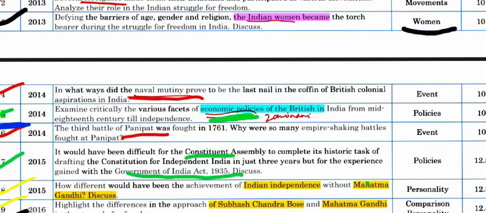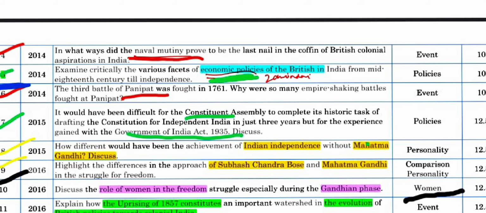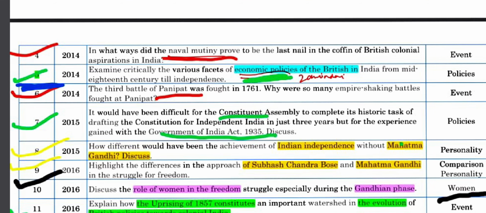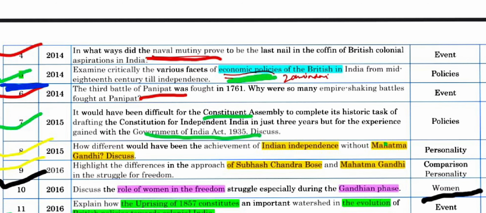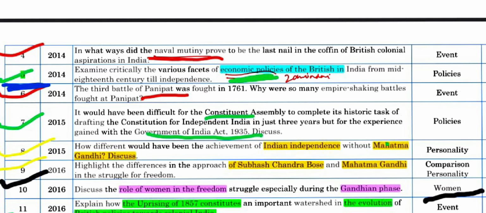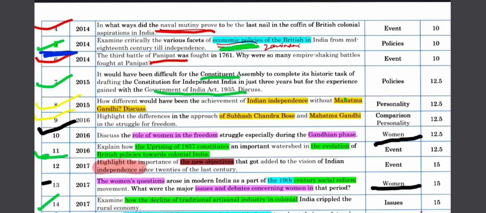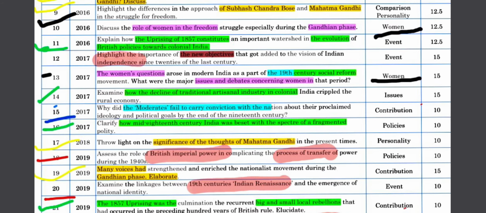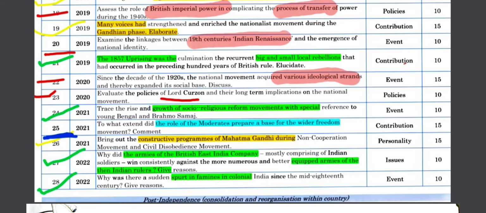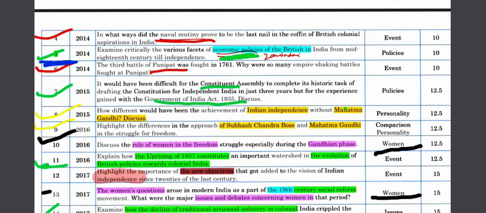Okay, then they've asked 2 miscellaneous questions on Battle of Panipat and why Panipat was important, which is question 6, and question 4, which is with respect to naval mutiny, and this is towards the end, just before freedom, and how did it prove to be the last nail in the coffin of the British colonial aspirations in India. So a specific topic again, but broadly, just to summarize, if you notice, up till 2022, these are all the questions that were asked from the modern history section.